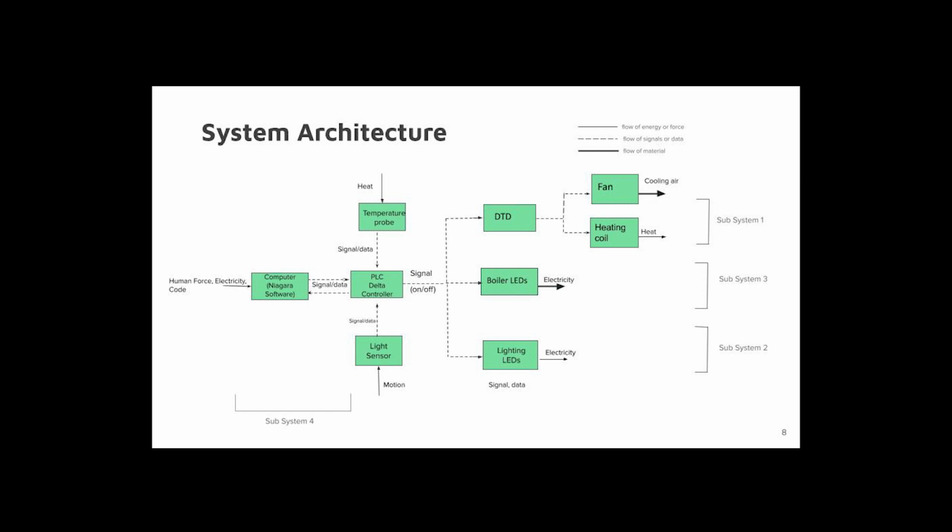Our second system, which is the lighting system, starts with the light sensor, which sends signal to the PLC, then back to the computer, back to the PLC, then turning on or off the lighting LEDs. Lastly, we have our boiler system, which starts with a computer with code going in, sending signal to the PLC, and then sending signals to turn on or off the boiler LED lights.